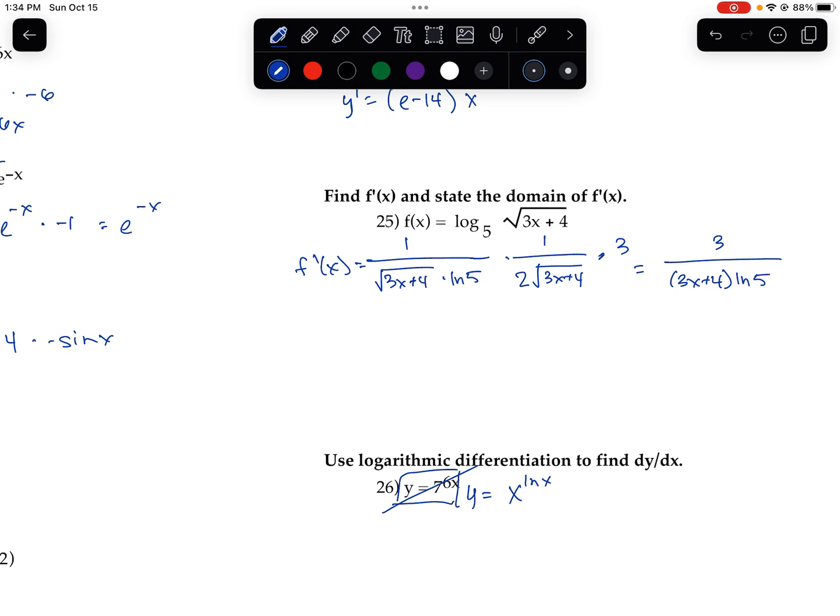And you're going to state the domain of f prime. So the reason why it's asking this is to highlight an important part about the relationship between the derivative and the function itself.